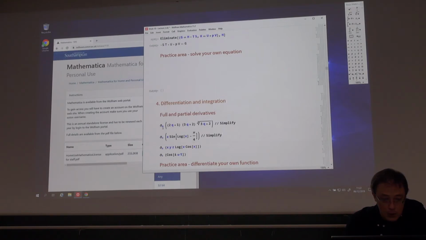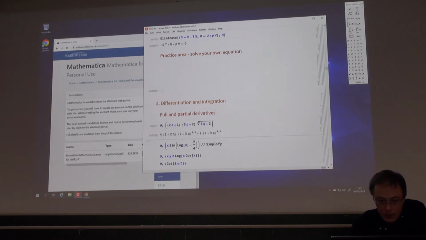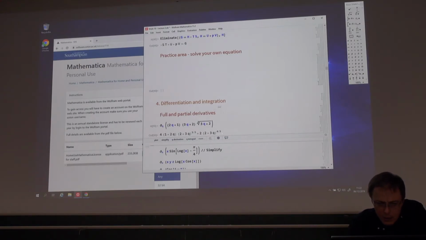Differentiation, so just a standard symbol for the derivative. You've got some really complicated function. In this case, it will be a triple product rule followed by a chain rule for this. So if we do not tell it to simplify that, it will actually not do that.